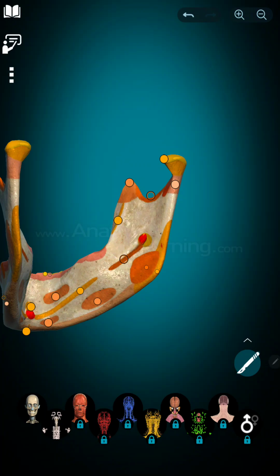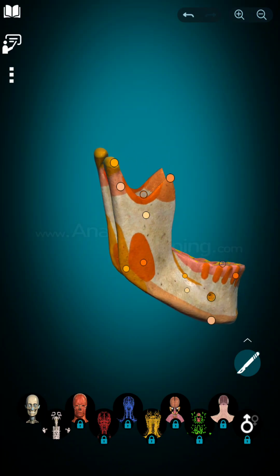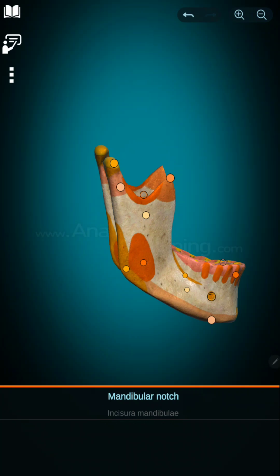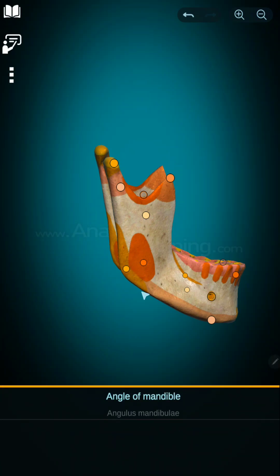Now the next thing that we are going to study is the upper border of the ramus of the mandible. The upper border of the ramus is curved, as you can appreciate here, and it also forms the mandibular notch. This is the mandibular notch. Now the lower border is a backward continuation to meet the base of the mandible. This is the angle of the mandible, right?